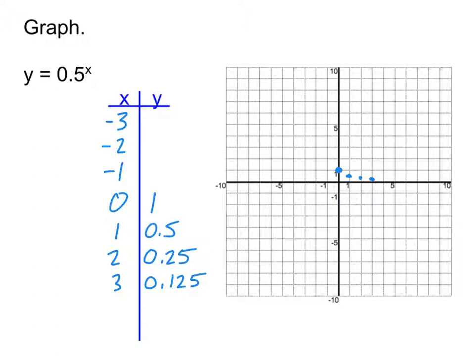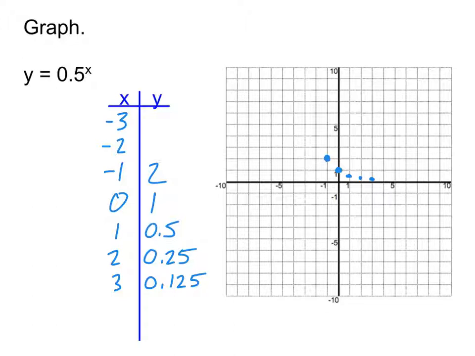So again, calculator time. 0.5 to the power of -1 gives you 2. You'd think that something that looks so messy would give you a more complicated answer, but it doesn't. Well, I suppose we can be grateful for that. Let's plot that point: x is -1, y is 2.